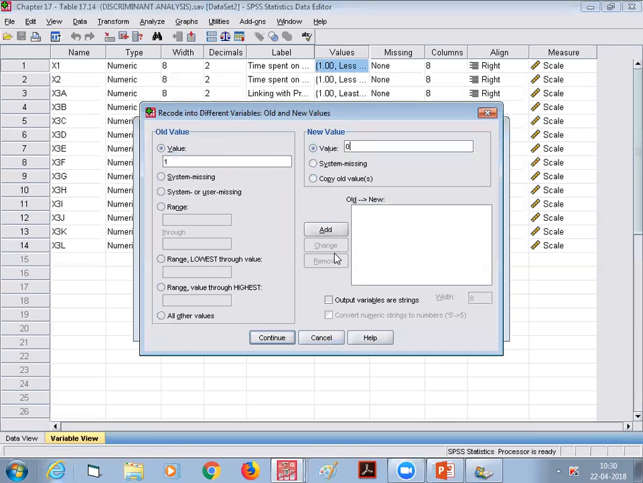Okay, so now Add. That means the system will understand that wherever you have the 1, those are users of less than 1 hour, taken as 0. Next, for the remaining we have to add a new value. The old value is not a single value, it is from 2 to 4. So I'll go for a range, 2 to 4: 2, 3, 4. I'll take it as 1.